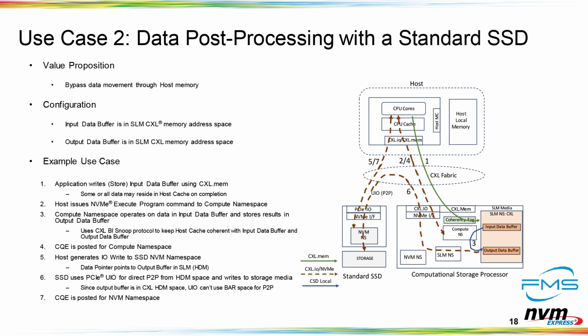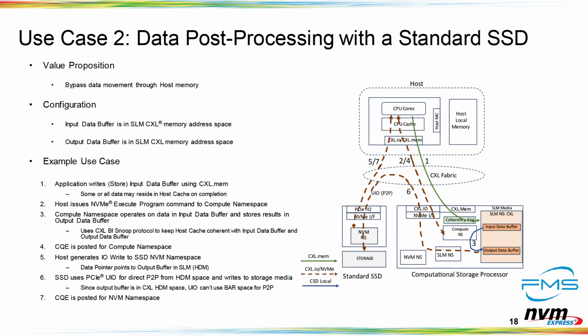If necessary, there's going to be a back invalidate snoop from CXL to request that the host send all of the data to the device. So we get all the data, we're all coherent, and the host copy is invalidated, so it doesn't have anything that it's not supposed to have. We're going to perform the computation on that data and write it to the output data buffer.